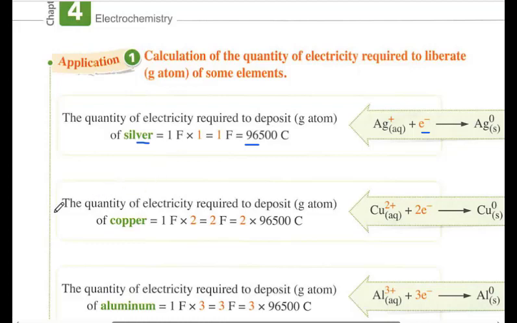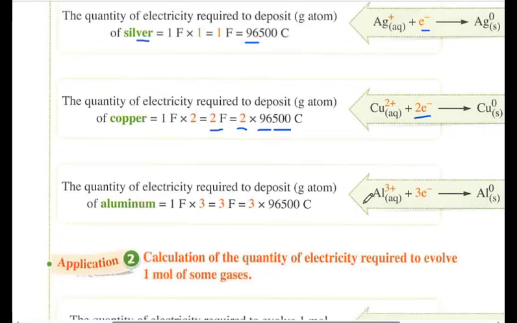So here's the quantity of electricity required to deposit the atomic mass of copper. Copper is positive 2, requiring 2 moles of electrons. Each 1 mole of electrons requires 1 Faraday to be liberated at any electrode. So 2 moles of electrons require 2 Faraday. 2 Faraday equals 2 times 96,500 coulomb.